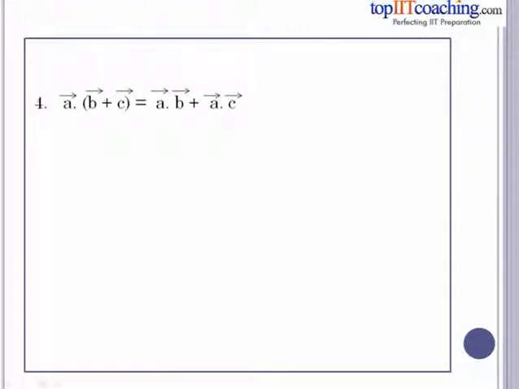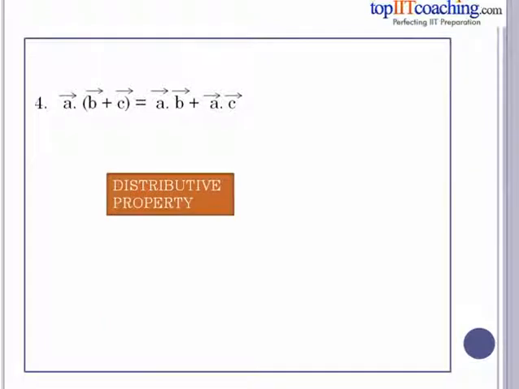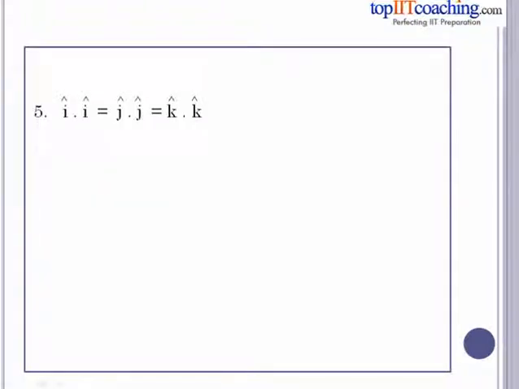The fourth property is A dot (B plus C) is equal to A dot B plus A dot C, and this property is known as the distributive property. Thus we can say that for the dot product, distributive property holds. The fifth property is I dot I is equal to J dot J is equal to K dot K, and we can say that this is equal to 1.